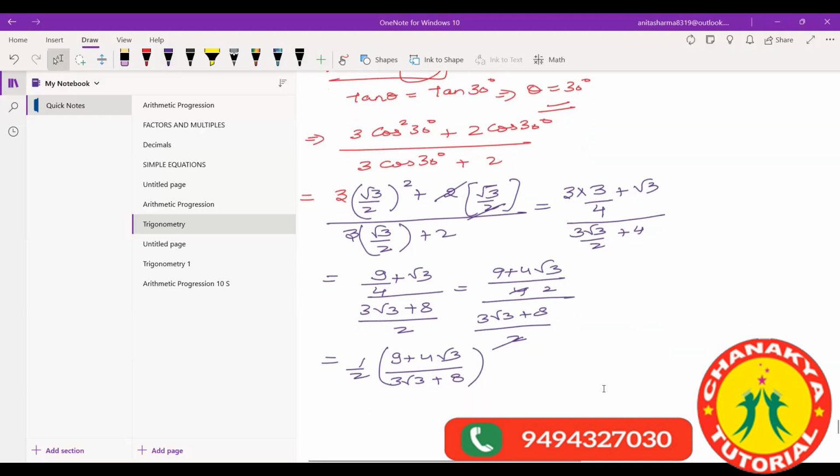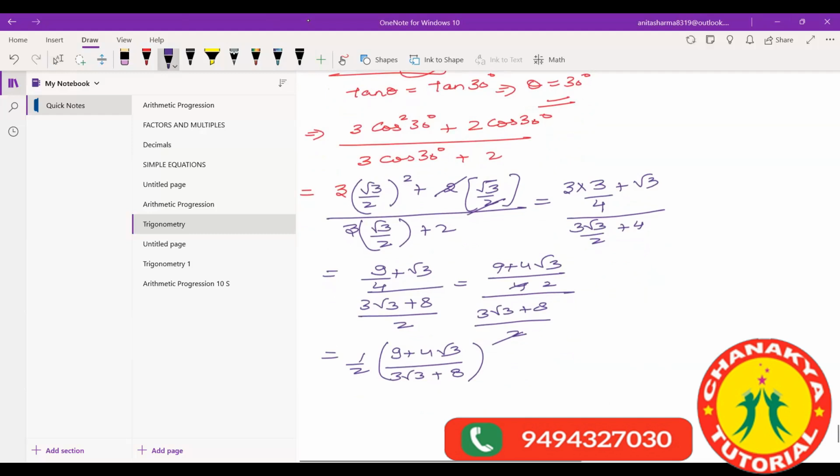So, how will you rationalize? You will multiply and divide the numerator and denominator by 3 root 3 minus 8. Right? So 9 plus 4 root 3 upon 3 root 3 plus 8, multiplied by 3 root 3 minus 8 upon 3 root 3 minus 8. It is already 4, not 8. This is 4, 4, 4.